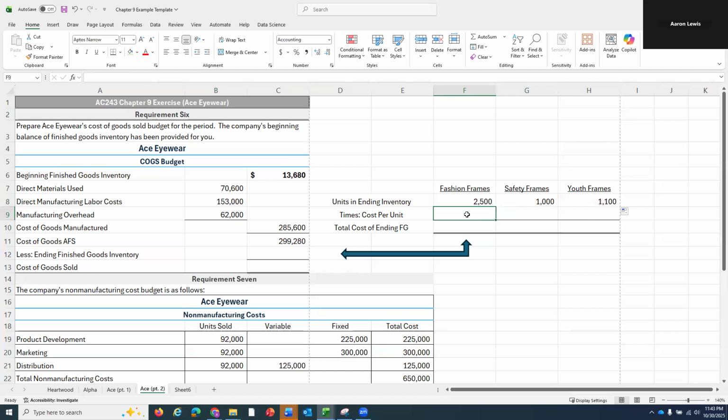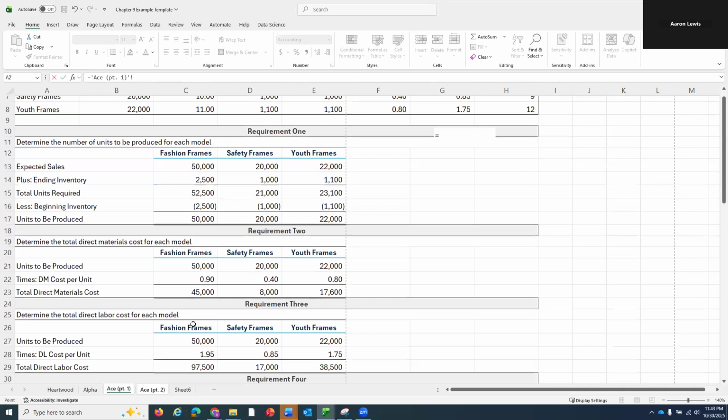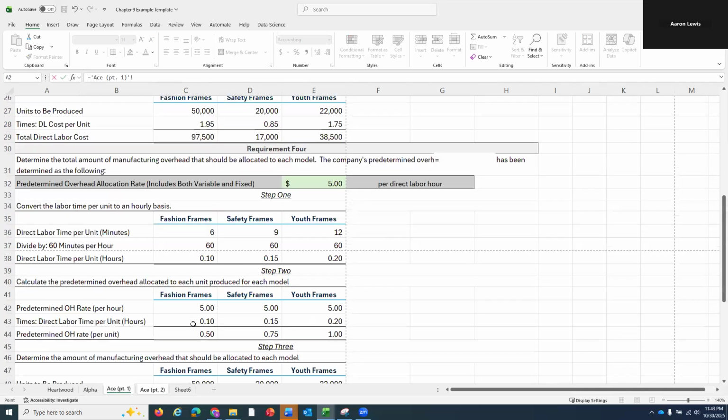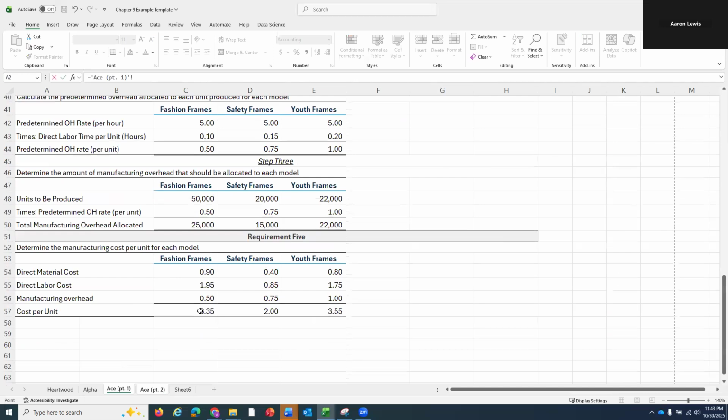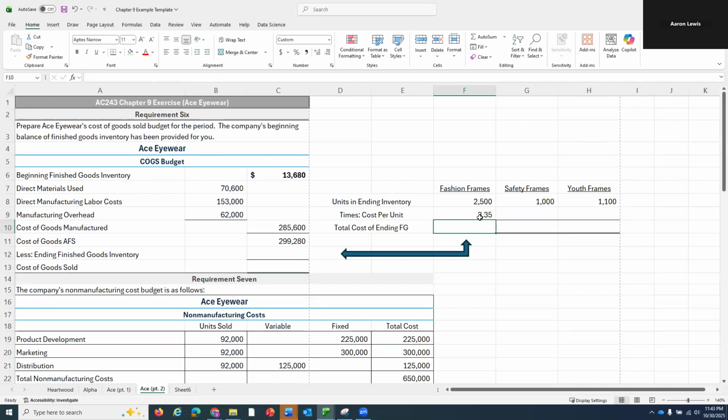And how much in total will those units in ending inventory cost us? Well, at the bottom of the last tab, we figured out what our total manufacturing cost was per unit. And our total manufacturing cost per unit was $335 for fashion frames, $2 for safety frames, and $355 for youth frames. So if we go and bring those on over, I come up with a total of those amounts for each one. And now what I can do is just take the number of units we're expected to have in ending inventory and multiply it by our expected cost per unit.